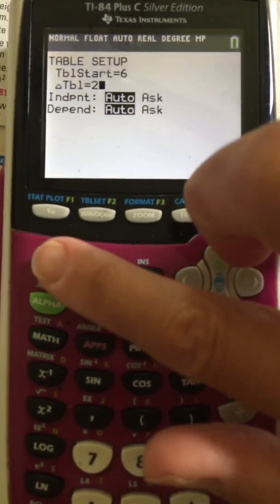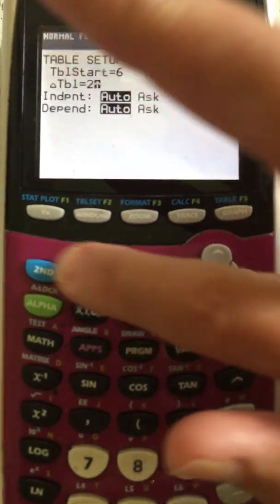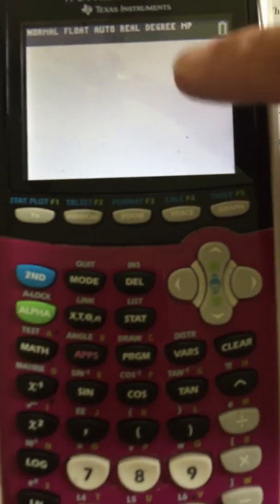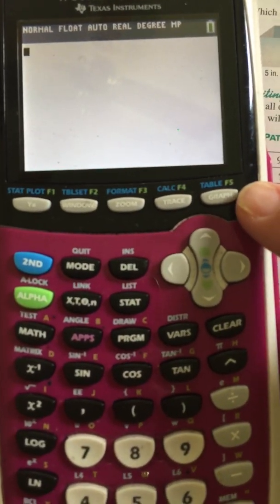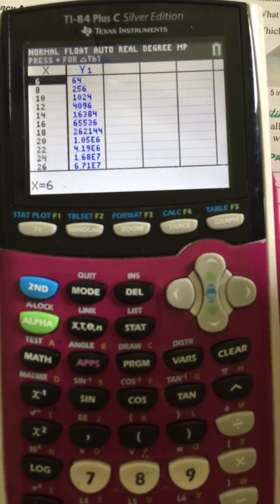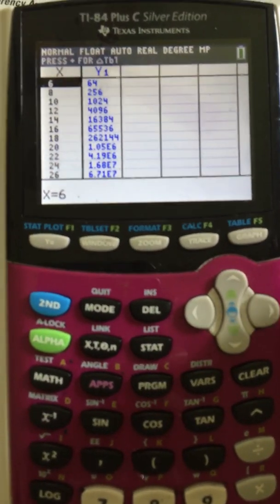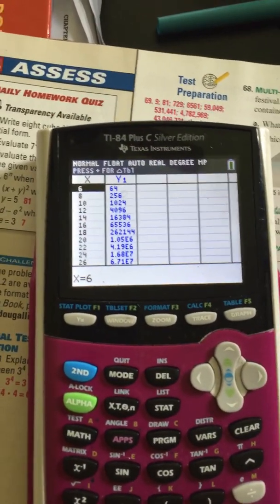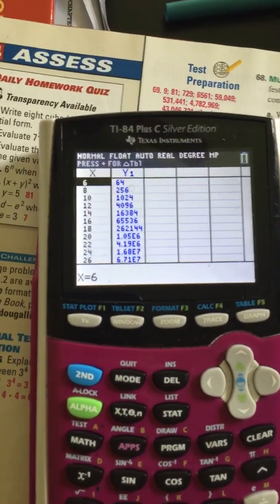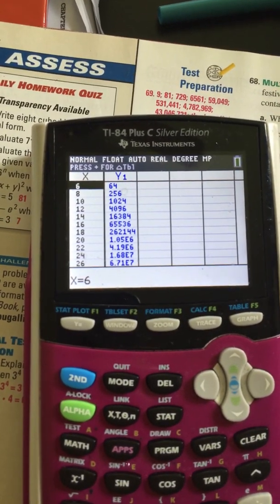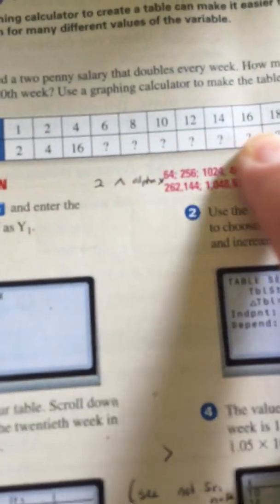Now I'm through with this, so I want to get out of it. Whenever you want to get out of things, you do second, mode. See how that says quit? So I want to quit that. Now I want to look at my table, and table is painted right here behind graph. So I say second, graph, which is table, and da-da, there it is. If x is 6, y is 64. If x is 8, y is 256. If x is 10, y is 1024. And that's what they wanted you to fill in their table.